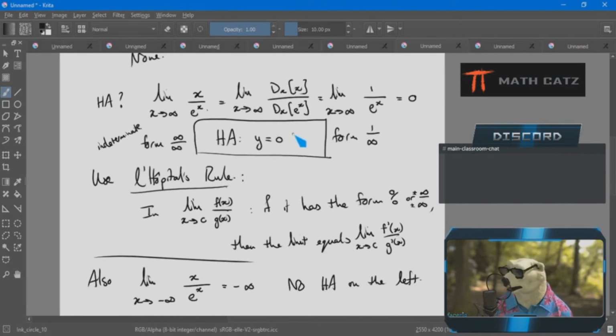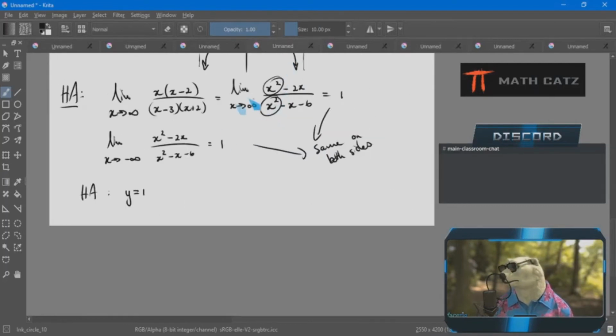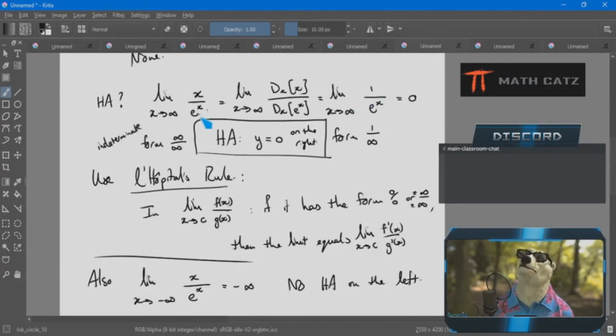And there is a horizontal asymptote on the right. So what I see, in contrast to the rational functions, where the horizontal asymptote is always going to be the same on both sides, is that I don't have that symmetry anymore. For something with an exponential component, I could have a horizontal asymptote on one side, but not on the other.